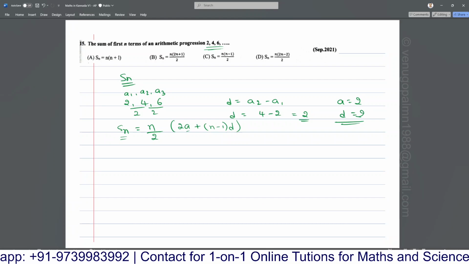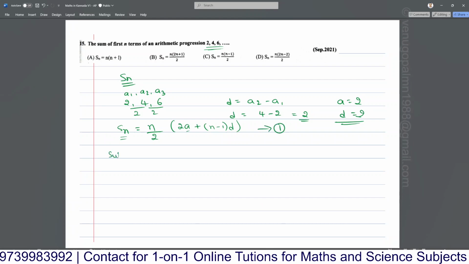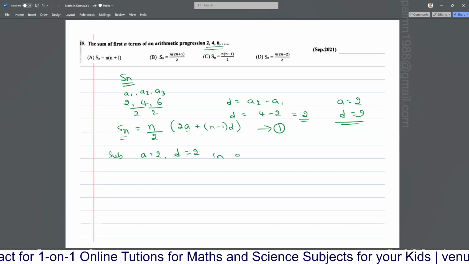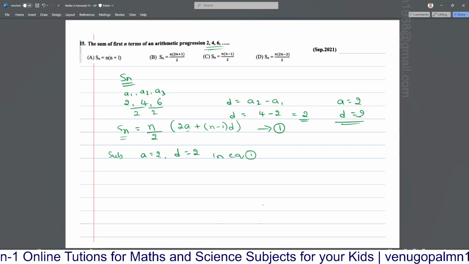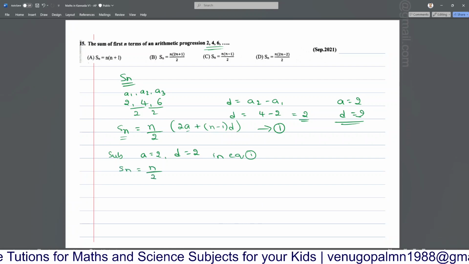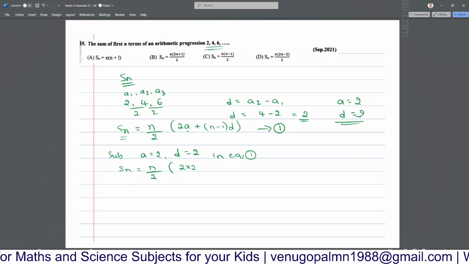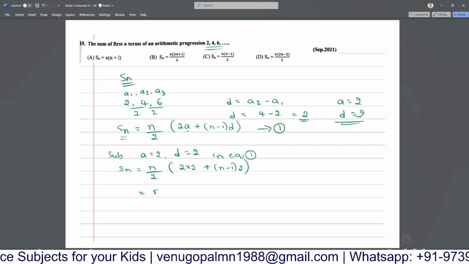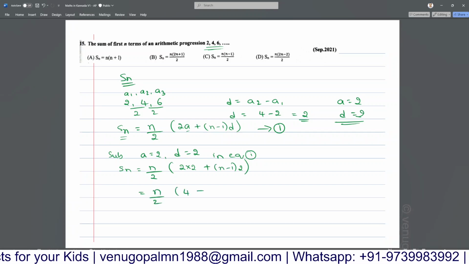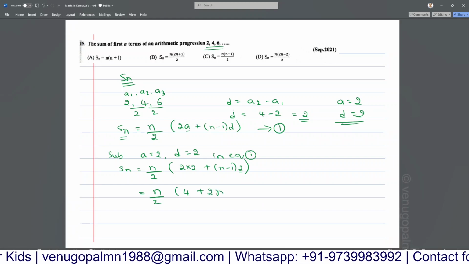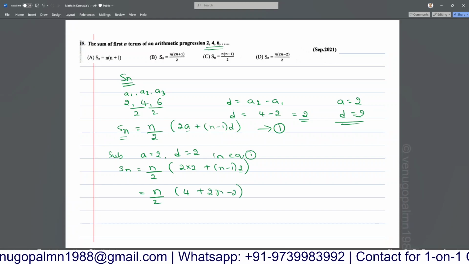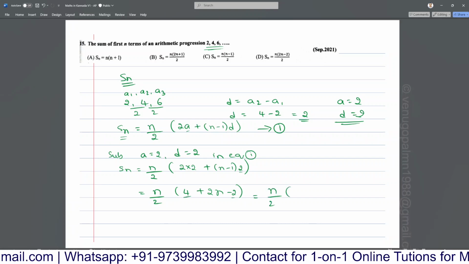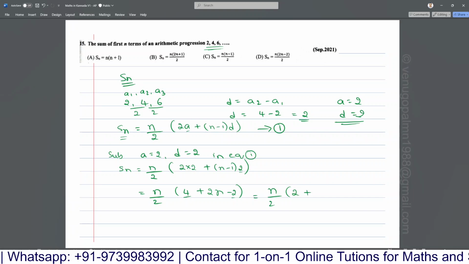Okay, we call this formula equation 1. Substitute a is equal to 2 and d, the common difference, is equal to 2 in equation 1. So what will it become? S of n is equal to n divided by 2 into (2 into 2 plus (n minus 1) into 2). So it should be equal to n divided by 2 into (4 plus, if you multiply 2, 2n minus 2). So again this would be n divided by 2 into (4 minus 2, which becomes 2, plus 2n).